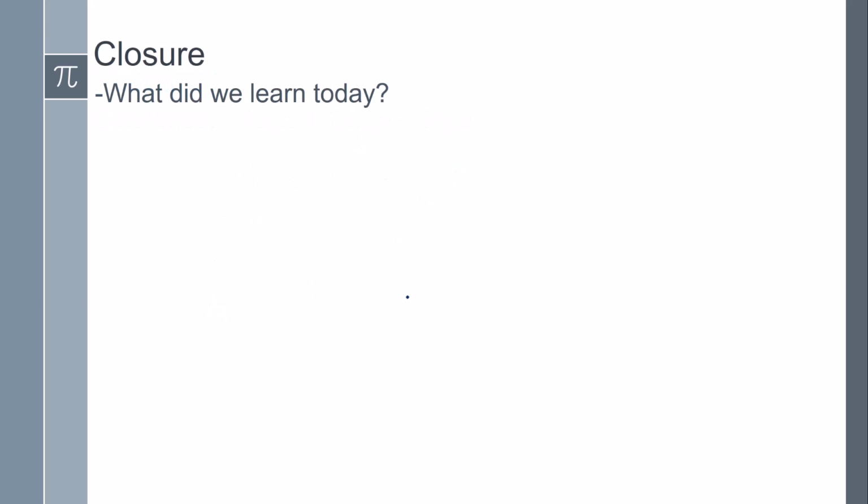So what did we learn today? We learned how to condense logs. We took those properties of logs and, instead of expanding it and writing it out to where it's multiple logs, we went in the reverse order and condensed it into one log.